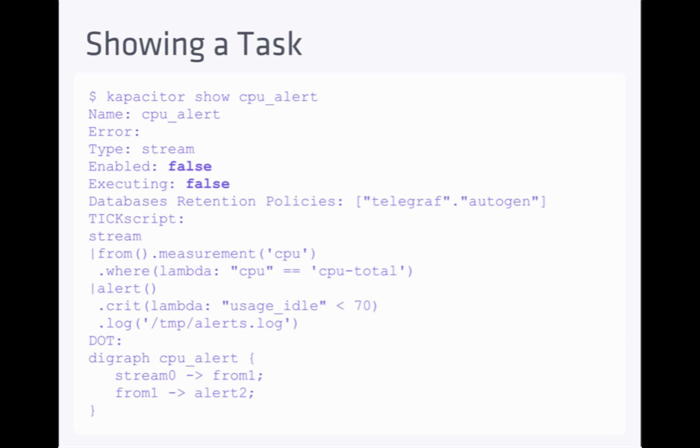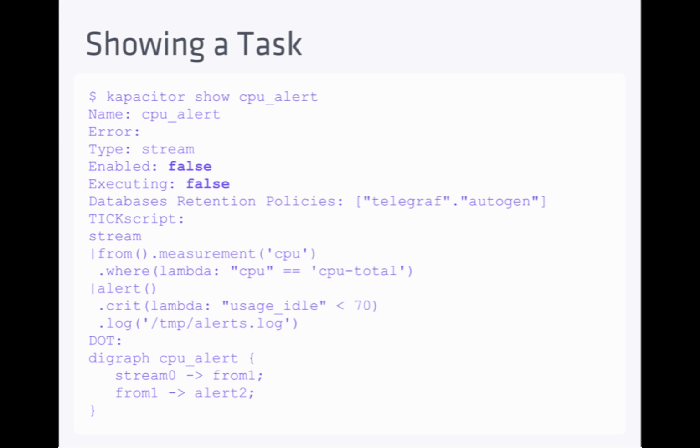Here's that command: kapacitor show cpu_alert. So this is what the output looks like here. It gives you the name, any errors that are coming from it, the same information that kapacitor list gives us, the full tick script, and then down in the bottom, this is the output that shows the directed acyclic graph. So in our tick script here, the first node is a stream, and then we pipe that stream into a from. And then the from, we pipe into alert. And that's what the directed acyclic graph looks like.